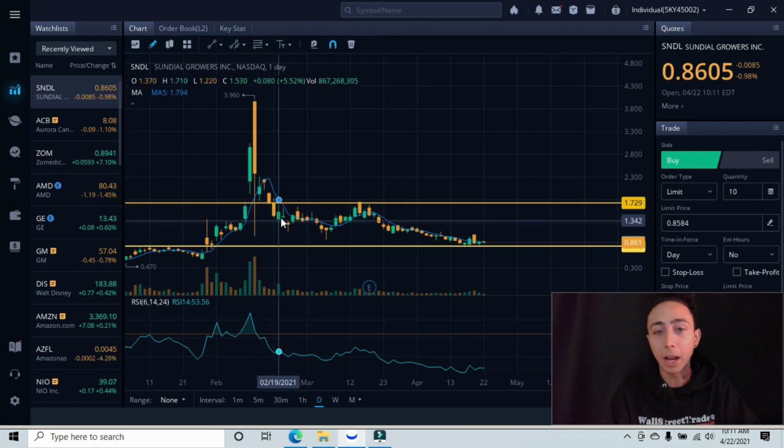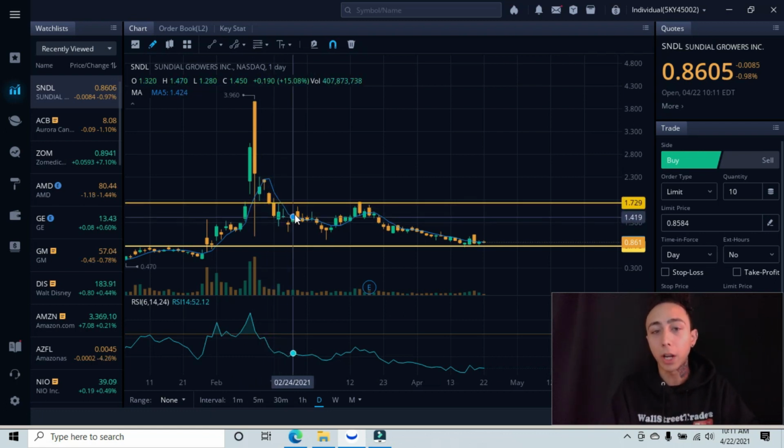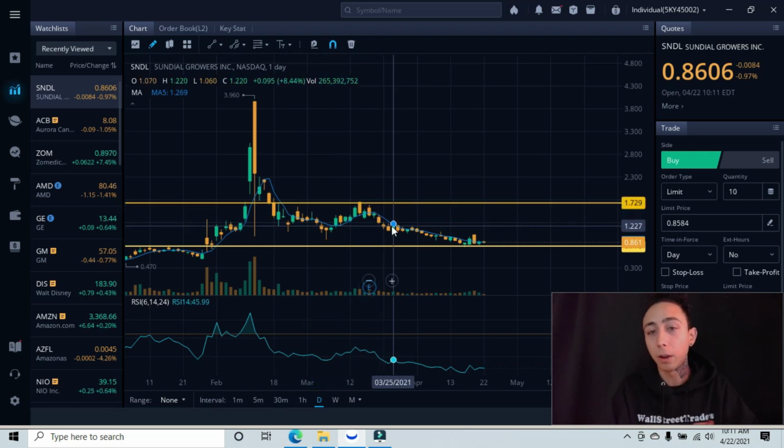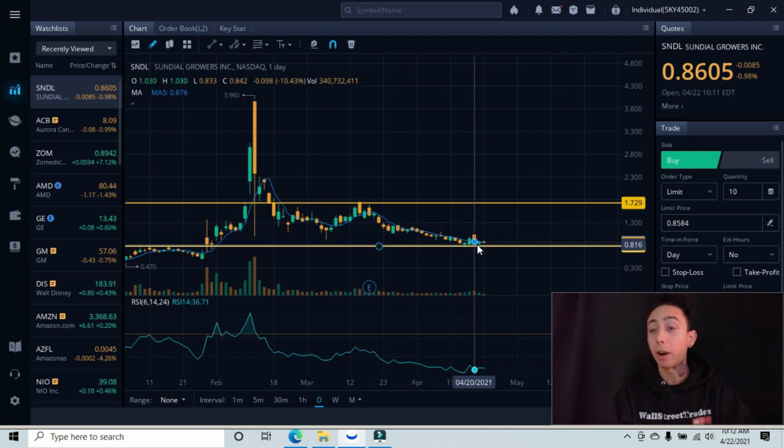It came back down, came up, ultimately got rejected, and then started this downtrend, and then we pulled back up into this resistance area about 2 times until it failed and pulled us back down to our major support area, to where we currently are as of right now.